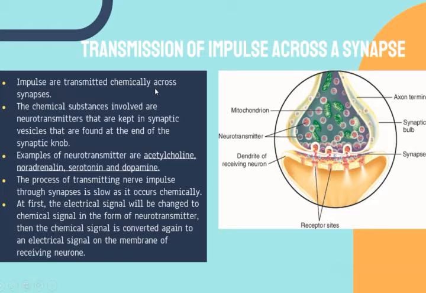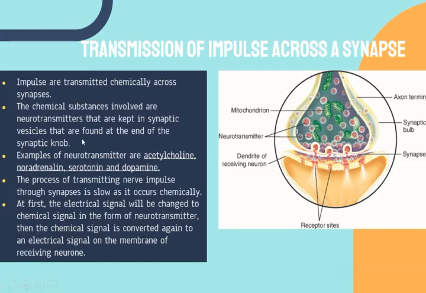Now, the impulses are transmitted chemically across a synapse. You have to know that impulses are transmitted by chemical. So when the impulse reaches the synaptic knob here, there are no more electrical signals. The electrical signals will be converted into chemical signals. Why chemical signals? Because it involves chemical substance.